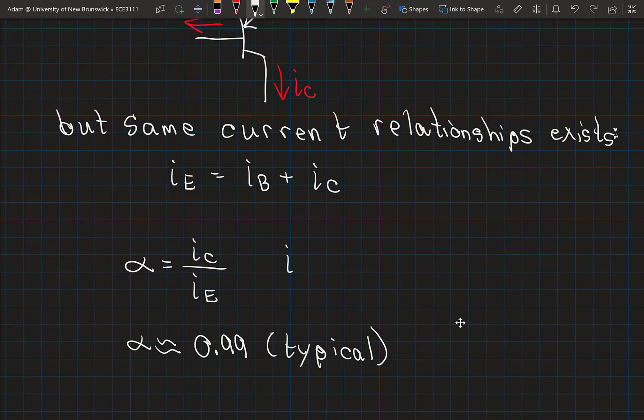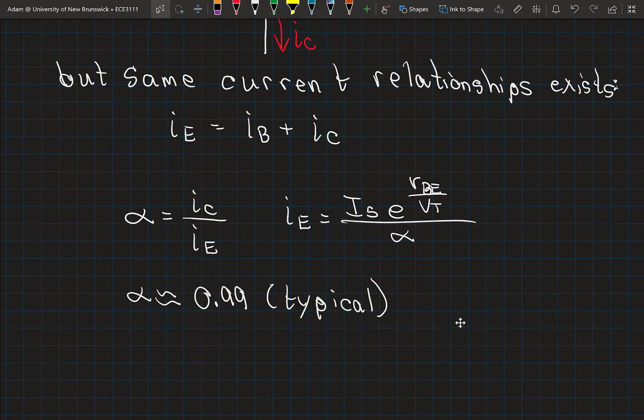Okay, so in terms of writing emitter current with respect to our base to emitter voltage, we remember that our collector current was the saturation current times e to the VBE over VT. My V here should technically be lowercase. This divided by alpha will give me my emitter current. Okay, this term alpha here, the reason will become clear later, but alpha is known as the common base current gain.